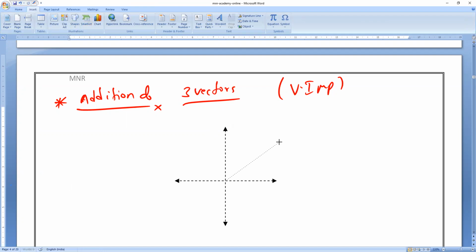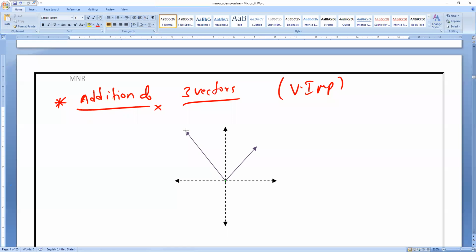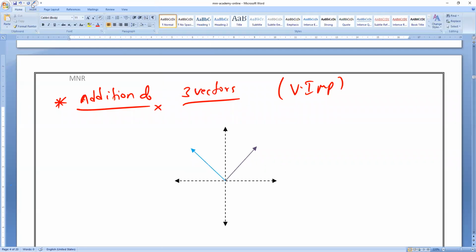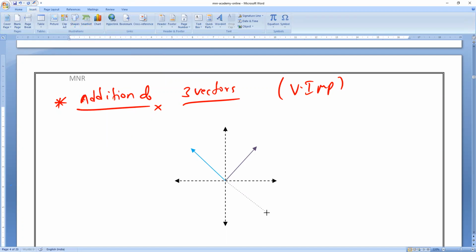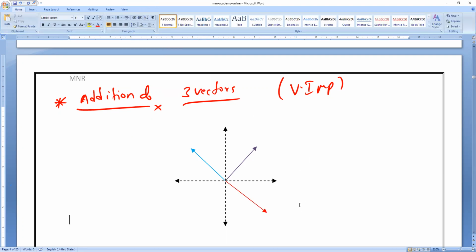All of you remember that. This is not a new thing, it's very familiar for us. This is the first vector. Let me change the color. Now the second vector, and another vector is the third vector. Okay, guys, everybody understood? So these are the three vectors.